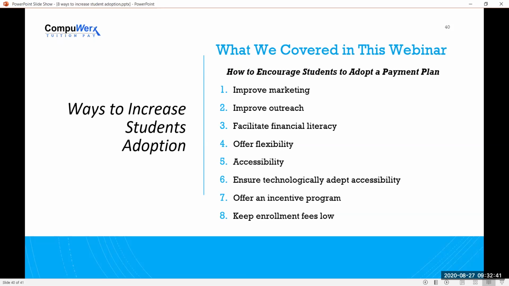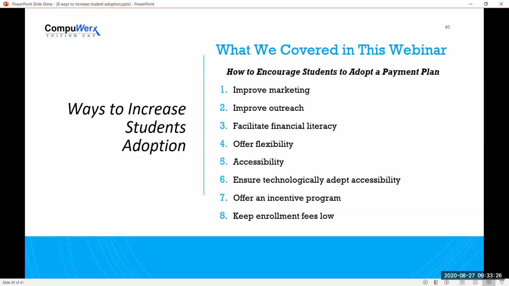What are the ways to increase adoption? Improve marketing. Talk to your students about the benefits of the payment plan with social media, websites, printed materials, and emails. Improve outreach. When you sit down with your student at the beginning of the program, do a comparison with them so they have a better understanding of a payment plan versus a loan and how much they could save. Educate your student on the difference between a loan and a payment plan and how each one works.